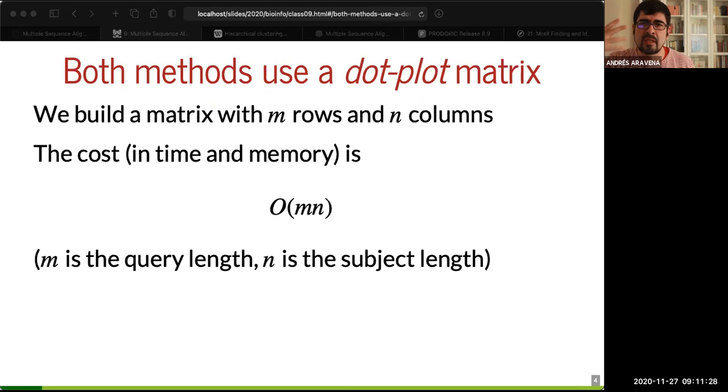That is essentially in the order of m times n, where m is the size of the query and n is the length of the subject. Okay? That is important that you agree. And it's important that you tell me if you don't agree. Fine?